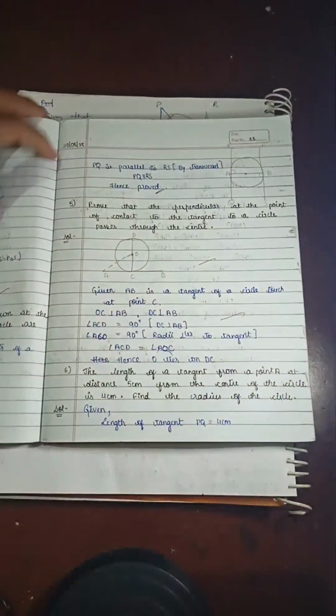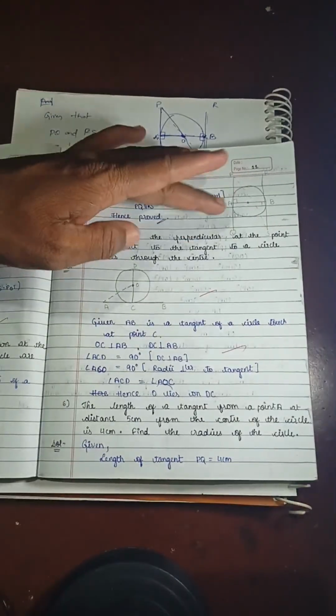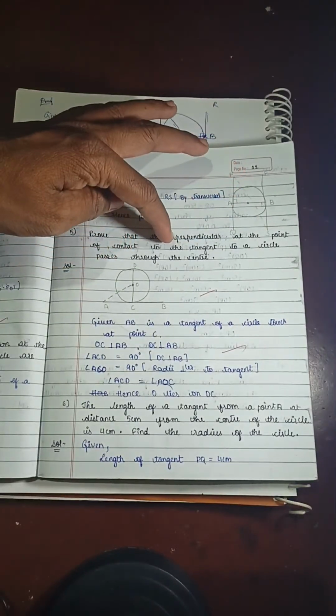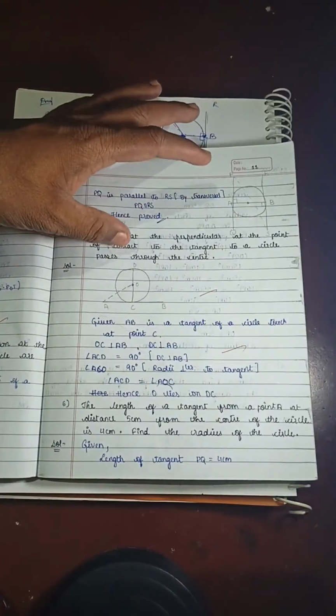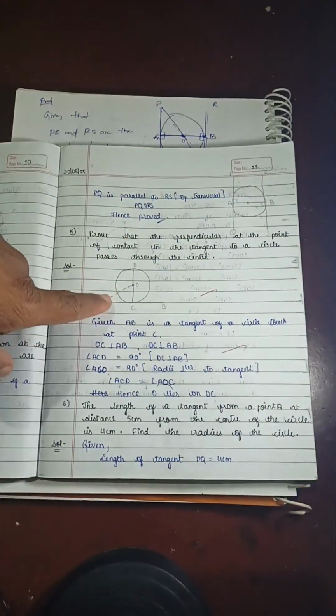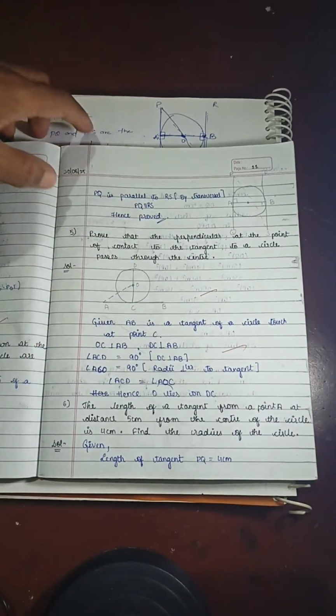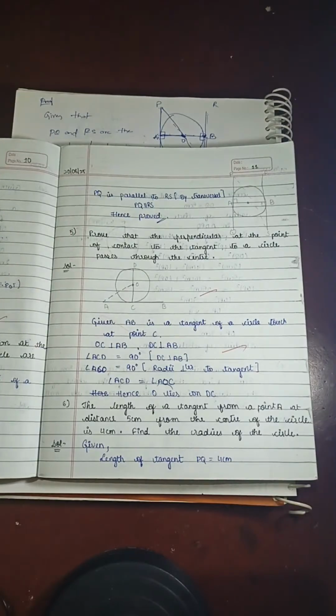Now next question, which is very easy, you may get it as a 1 mark question like this. Prove that the perpendicular at the point of contact to the tangent to the circle passes through the center. This is theorem number 2. Just now we already proved theorem number 2, same method. I am showing it directly here, or I'll show it in one more diagram also.